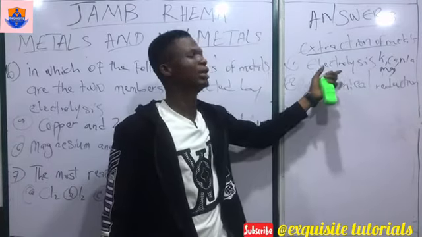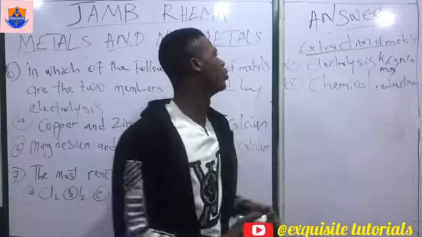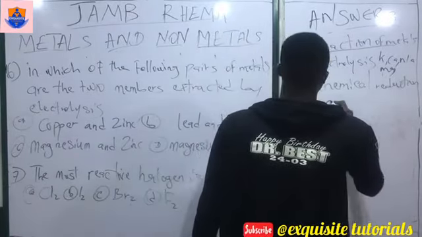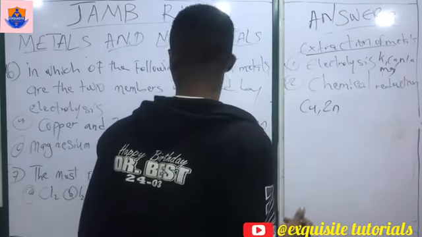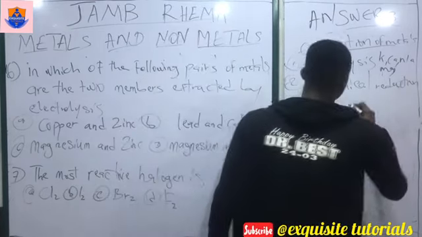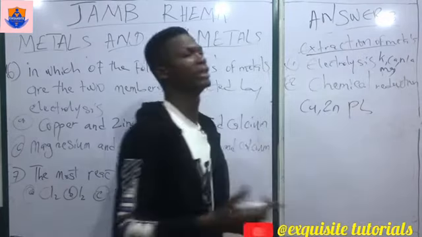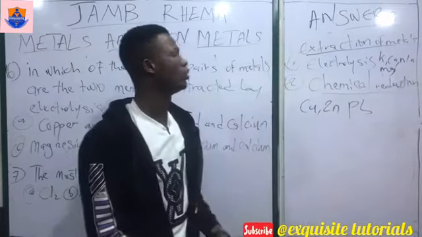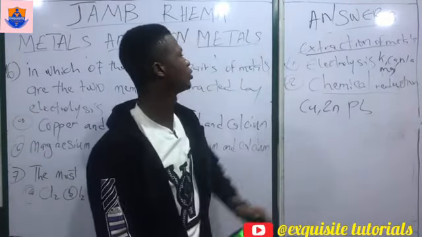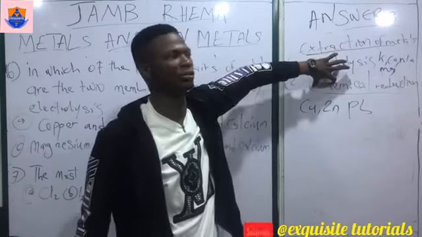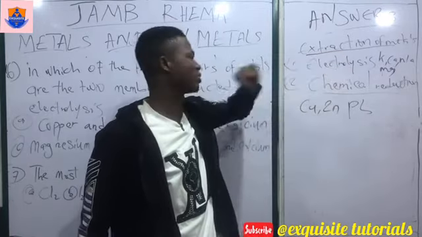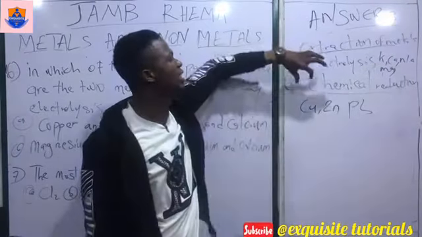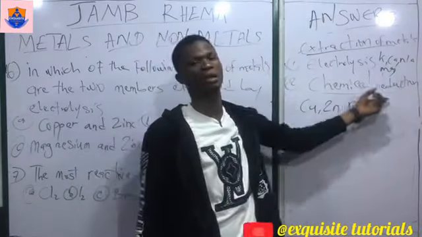known as electrolysis. But less reactive metals like copper, like zinc, like lead, are extracted from their ore through a process known as chemical reduction. So the difference between electrolysis and chemical reduction is the metal you are extracting. If it's a highly reactive metal, it is extracted through electrolysis. If it's a less reactive metal, it is extracted through chemical reduction.